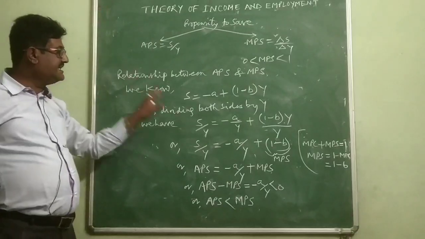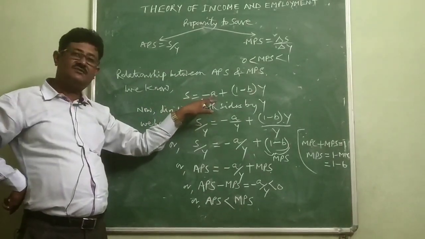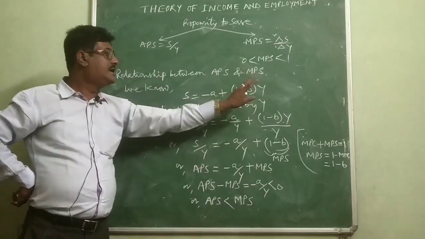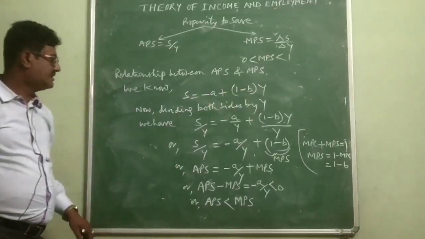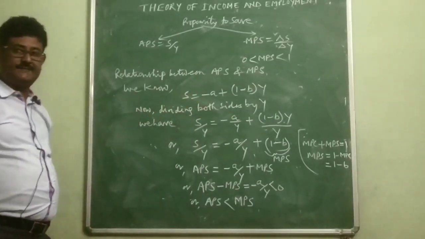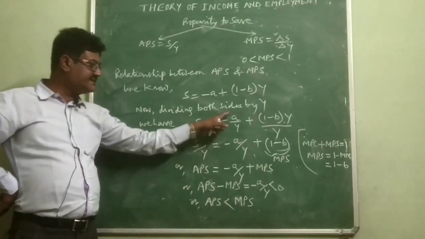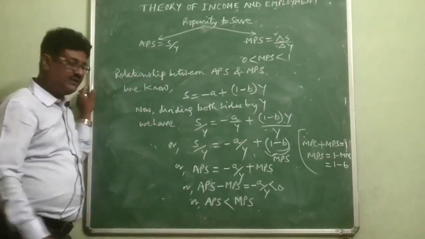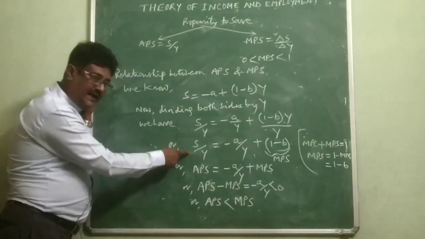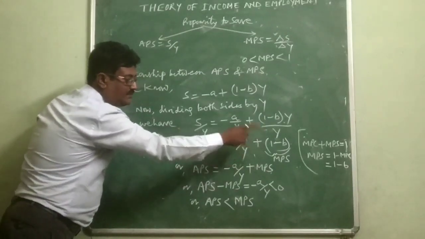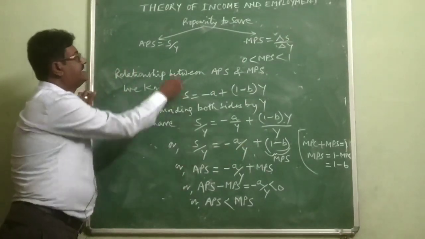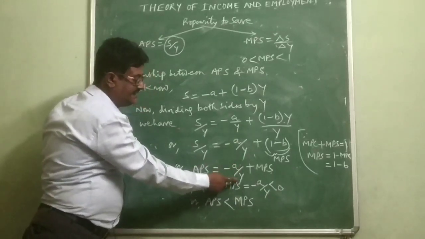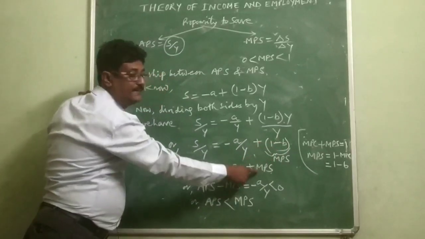We know that savings is equal to minus A, where A represents autonomous consumption, plus 1 minus B, B represents marginal propensity to consume, multiplied by Y, that is income. Now, dividing both sides by Y, we have S by Y is equal to minus A by Y plus (1 minus B) into Y by Y. So Y gets cancelled. Now this can be rewritten as S by Y is equal to minus A by Y plus 1 minus B. Now what is S by Y? It is average propensity to save. So we have written APS is equal to minus A by Y plus 1 minus B, which represents MPS.